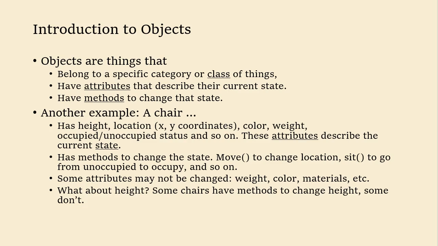Another example, a chair has a height, location, color, weight, right? These are all attributes that describe the current state. And then you have methods to change the state. You can move the chair, you can sit on the chair, you can stand up from the chair, that kind of thing. Some attributes may not be able to be changed or changed very easily, like the weight or the material or the color or whatever. What about height? Some chairs you can change the height, some chairs you can't change the height.